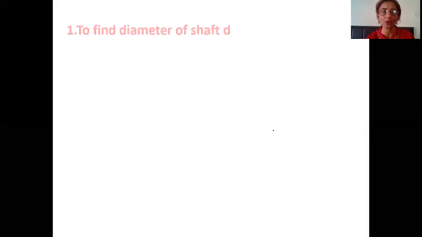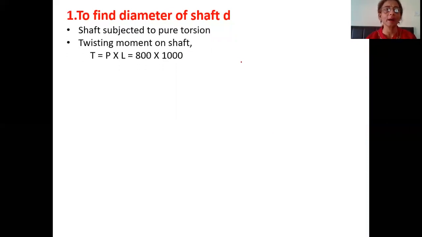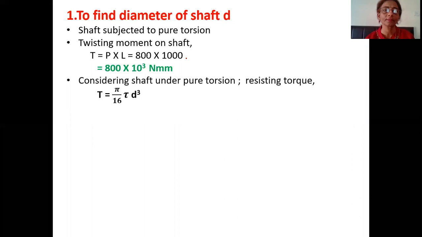So now let us solve the sum. Friends, the first step is to find the diameter of the shaft. We are given the effort 800 Newton and length 1000 mm. So the applied torque is 800 into 10 raised to 3 Newton mm.